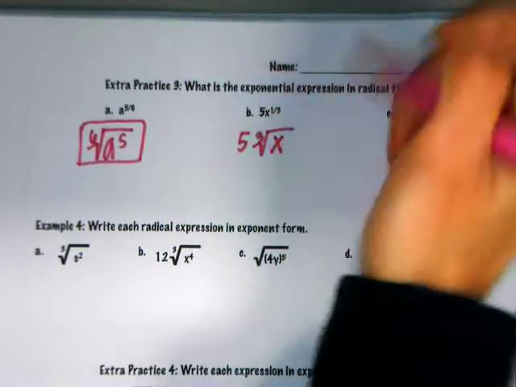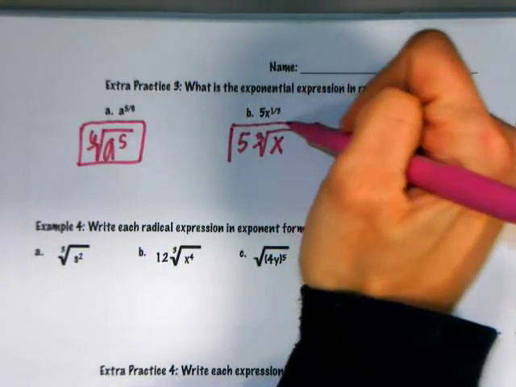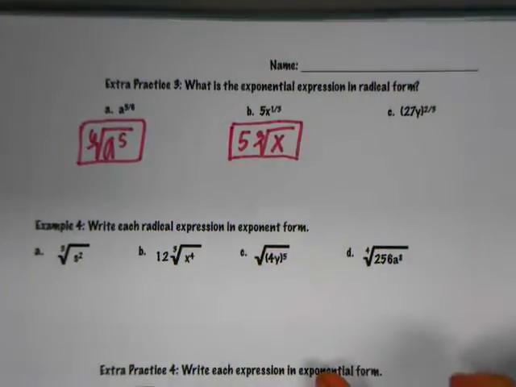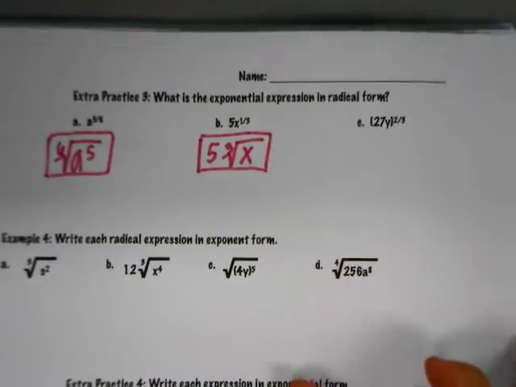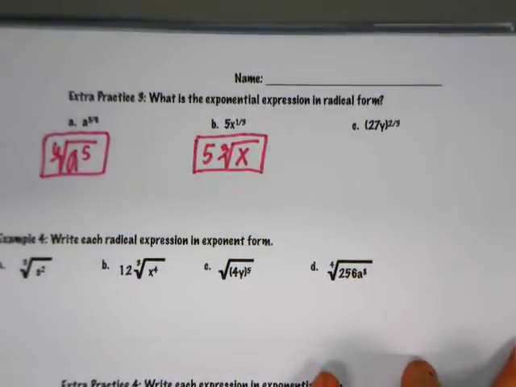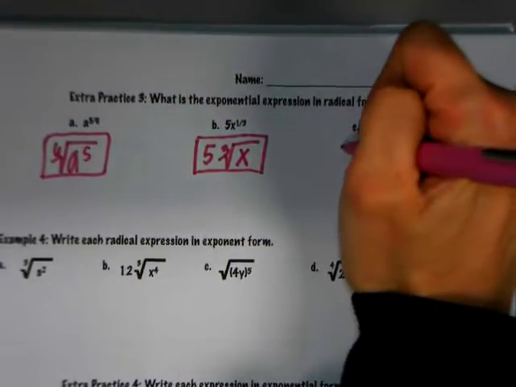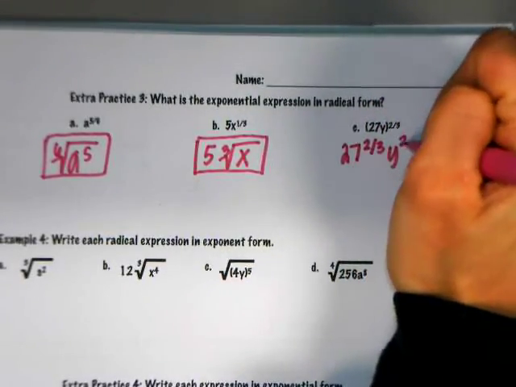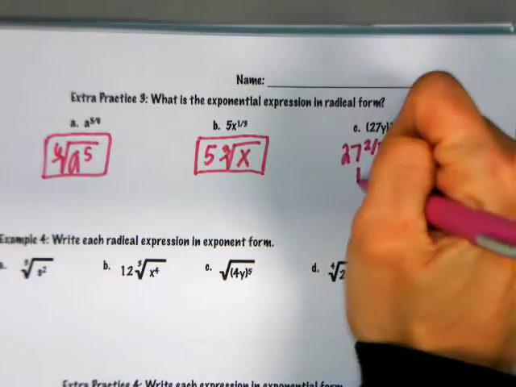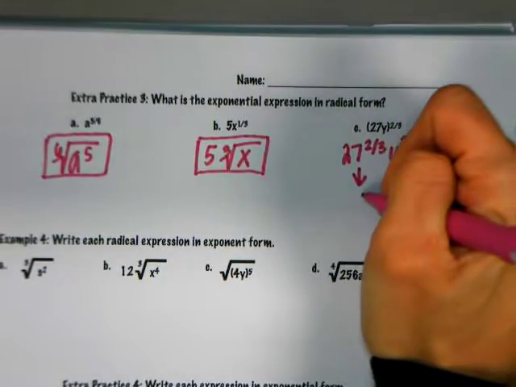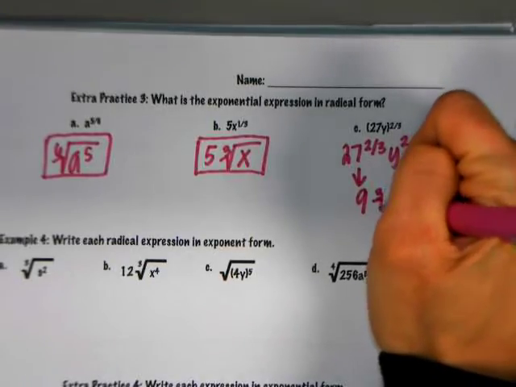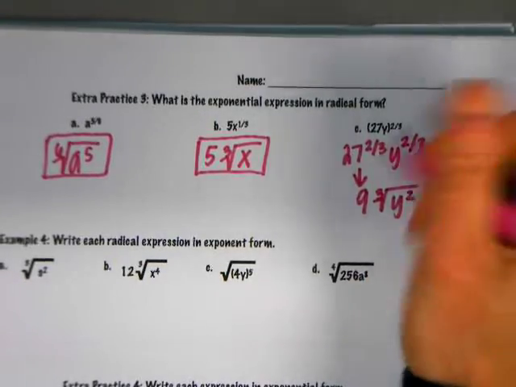And then just X. You can do X to the first if you want, but I know MathXL won't accept that. So just don't put an X one if it's 1. Okay? And then for C, is the 27 included with the exponent? Yes. So distribute, and you do 27 to the 2/3, y to the 2/3. And then what's 27 to the 2/3? 9? Yeah? Okay. 9. And then the 3 comes to the outside, and then y squared.